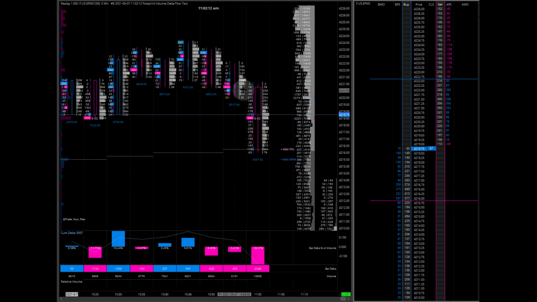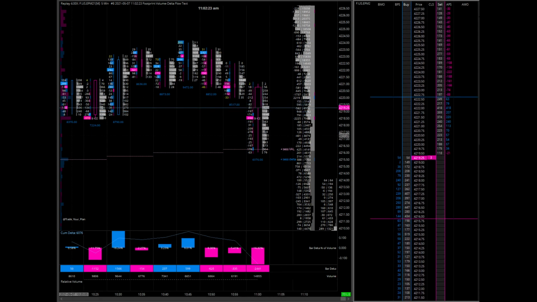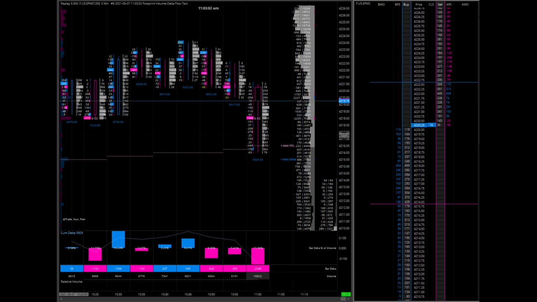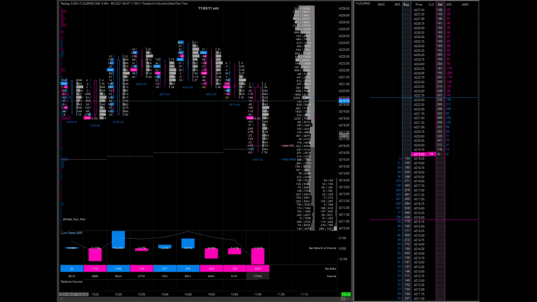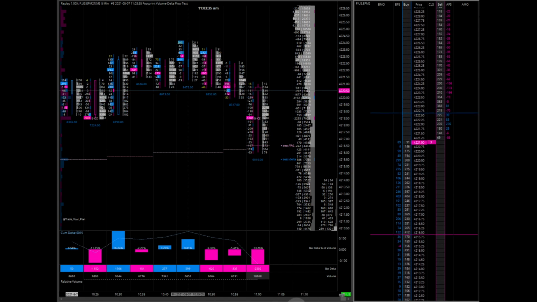Now, you've got to recognize, look at this, right? This is obviously going to be resistance, right? This area, 21, 22. Watch what ends up happening, right? We're going to speed it up a little bit here. 5x, right? Here it goes. Now, I want to show you the Renko chart real quick here.